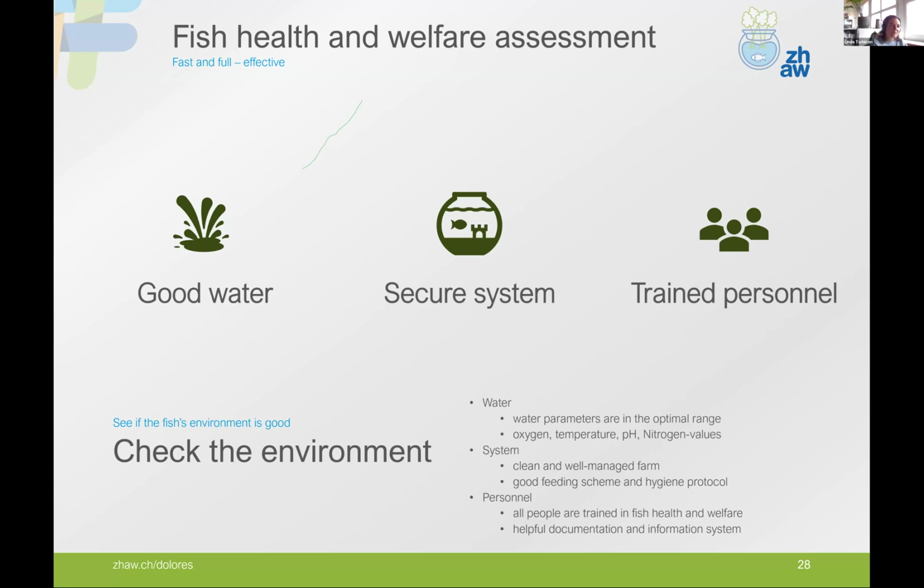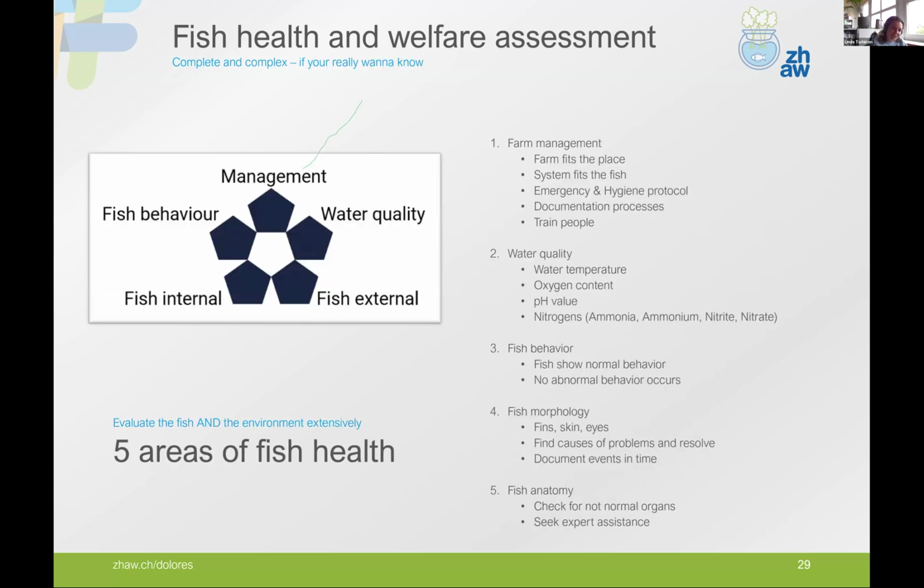And the third thing would be if you combine the two, you do it complete and complex. So you look at all 5 things. You look at the farm management, you look at the water quality, you see how the fish are behaving. Do they show normal behavior? Is there anything abnormal, like air gulping, that you really do not want to see and would be a sign of bad water quality? And then you look at the fish from outside, again, skin, fin, and eyes. And if you want, you can also look inside and really check the organs. This is mainly then to check if the feeds are okay.